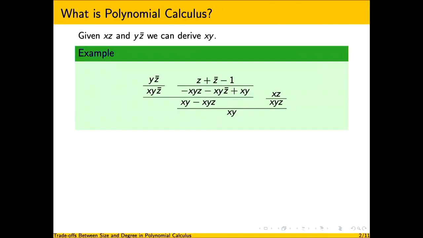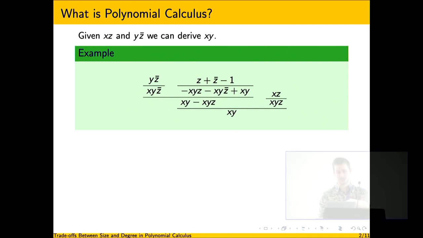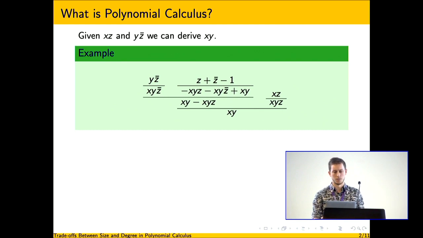So to understand this, you're going to need to know about polynomial calculus. For those of you who don't know, polynomial calculus is a proof system. So you start with some axioms and you derive a result. Often you start with contradictory axioms and you derive a contradiction. So here we start at the top with these axioms like y z bar. When you see a variable with a bar on it, that's a formal new variable that represents the negation of a regular variable.